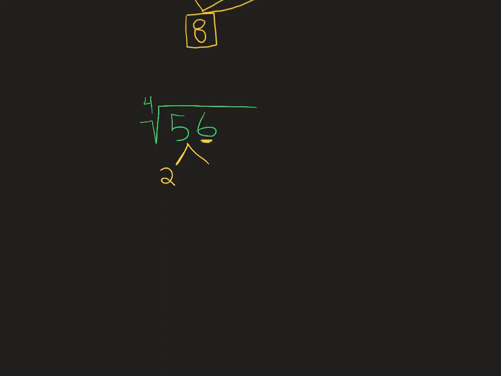It's an even number. So I'm going to go 2 times half, which is 28. And then a 28 I know is a 4 and 7. And a 4 is a 2 and a 2. So what I have left is a 2, a 2, a 2, and a 7. But I need 4 of something. Do I have 4 of anything?